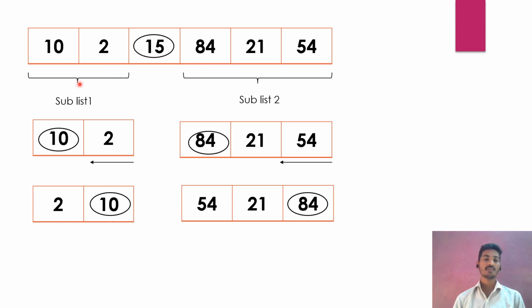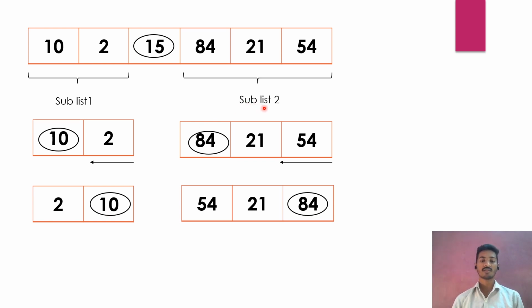Now it is divided into sublists again. Consider sublist 1. Sublist 1 contains only two elements, 10, 2. Here the pivot element is the first index value and we have to scan from the right side. If we scan from the right side, the first element 2 is less than 10. Now we have to swap both. If we swap both, we will get this. And on the left side of the pivot element, there is only one element 2. It is less than 10. So the pivot element is placed in its correct position. So it is in sorted order.